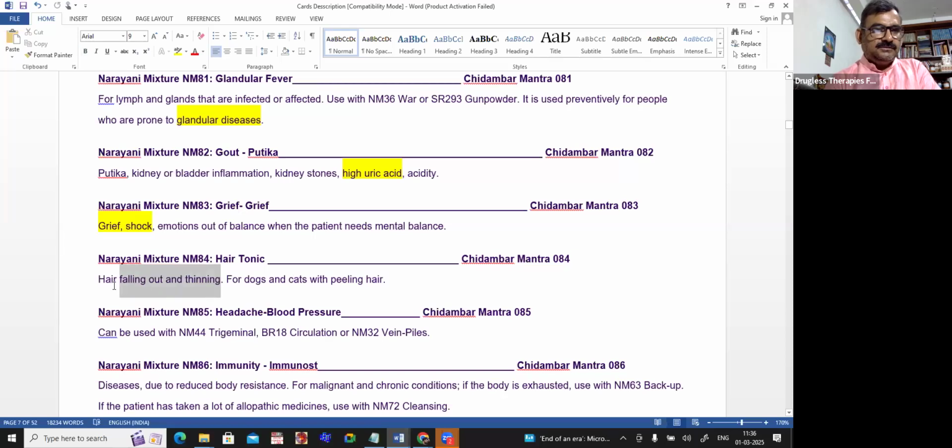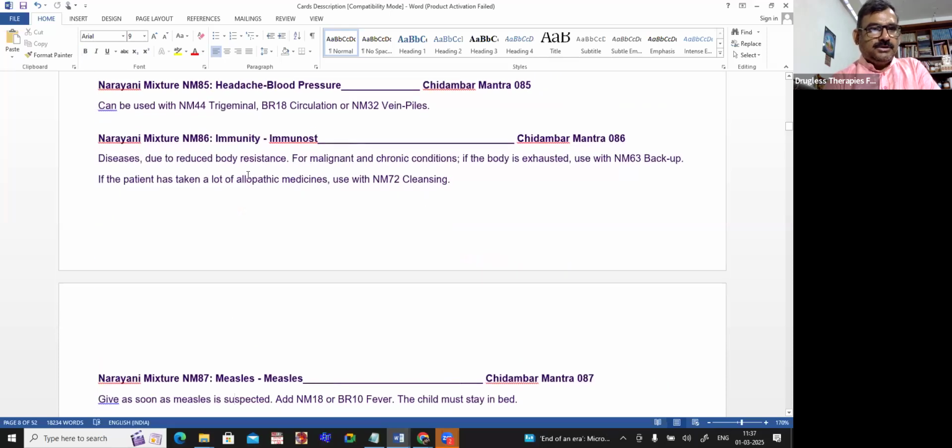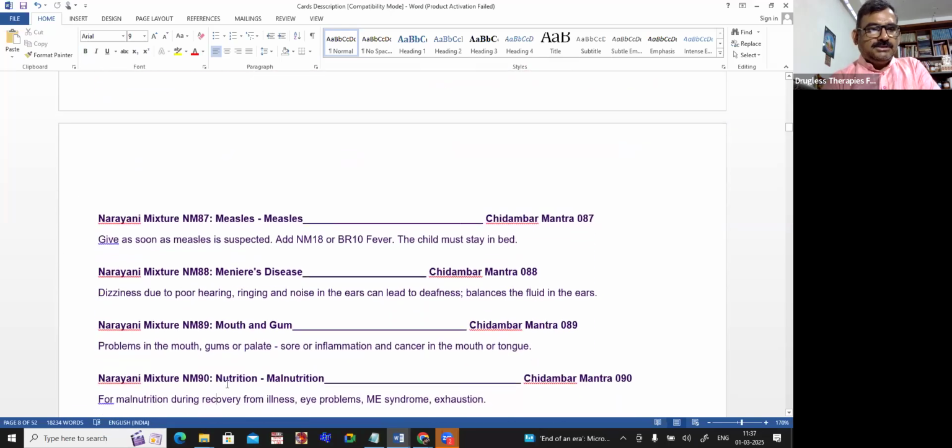Hair tonic is hair tonic. Headache, immunity, measles, is measles only. Many diseases, dizziness due to poor hearing, ringing noise in the ears.